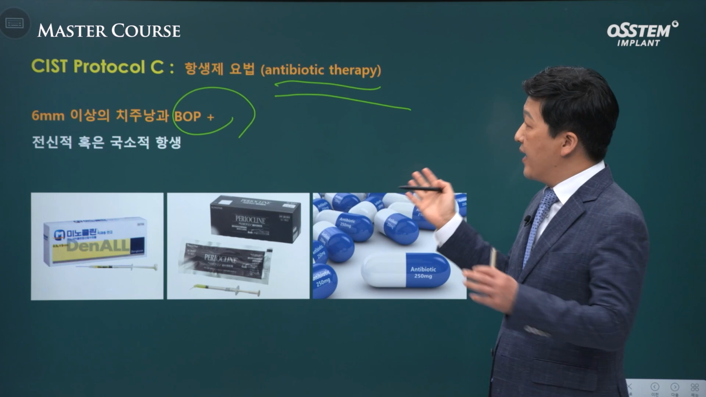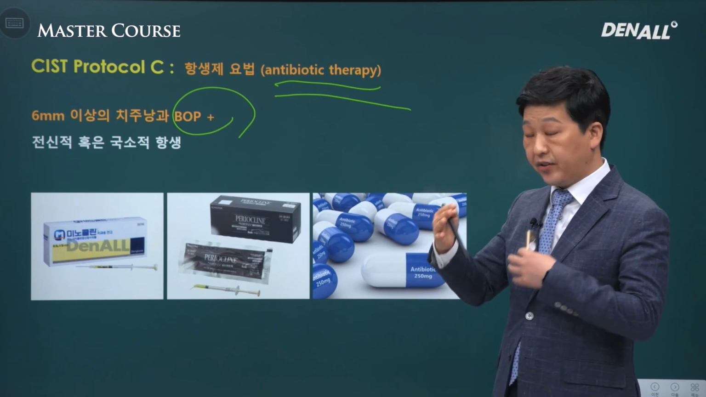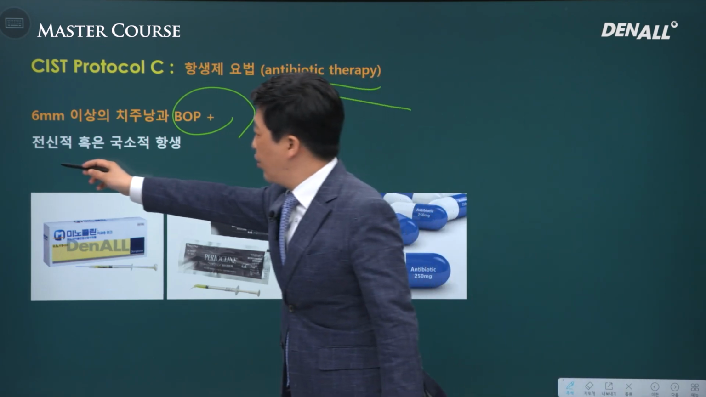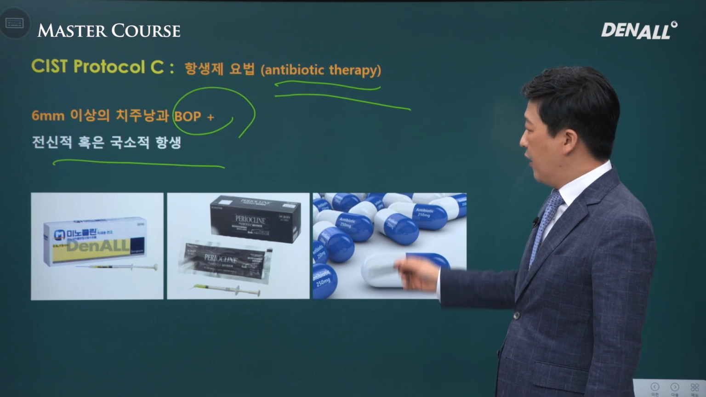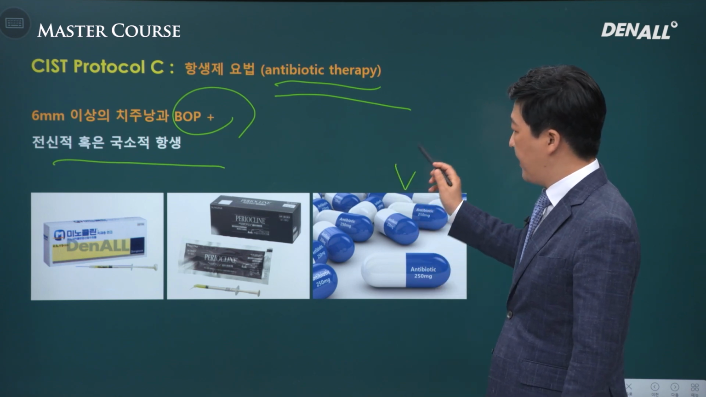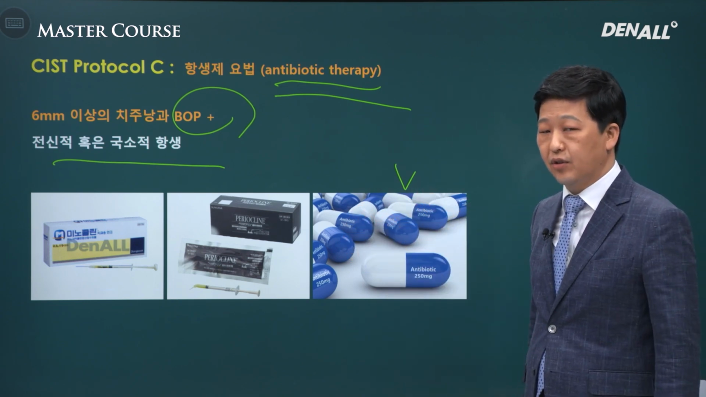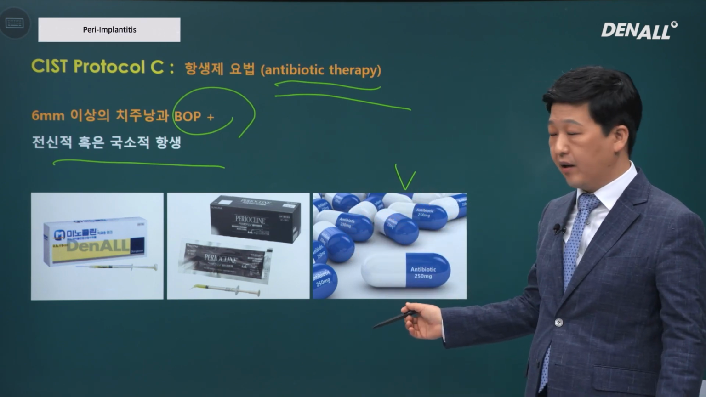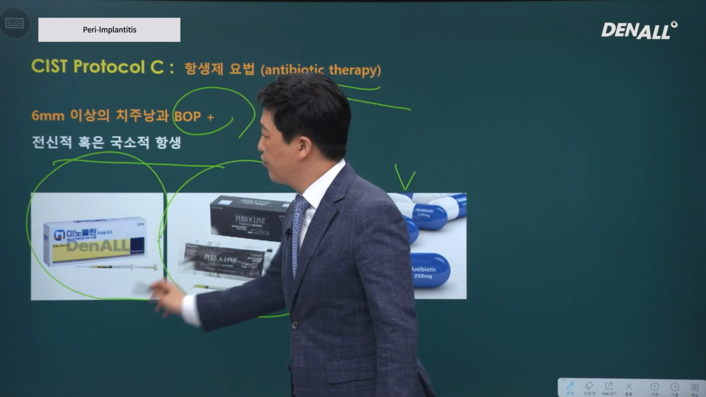In general, CIST A and CIST B are also performed in combination. Systemic or local antibiotic therapy is used. Using systemic antibiotics long-term for fundamental treatment of peri-implantitis is not really recommended, so I use local antibiotics such as Periocline or Minocline more often.